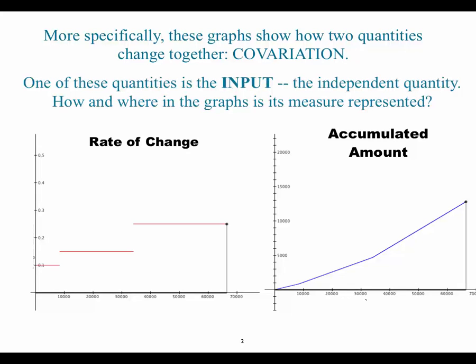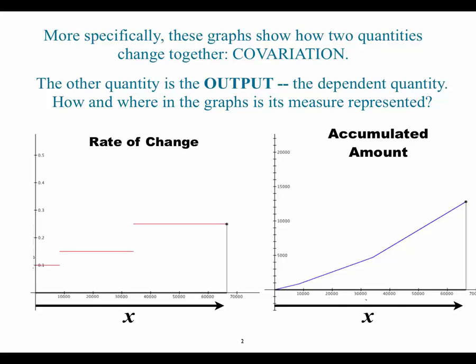First quantity, input, the independent quantity. How and where in the graphs is the measure represented? Which x-axis? Both. It's the same quantity on both graphs. That's the input, the independent quantity. Okay, output. Where do we see this? The output quantity, y-axis? Both graphs? Only the right graph will be the output.